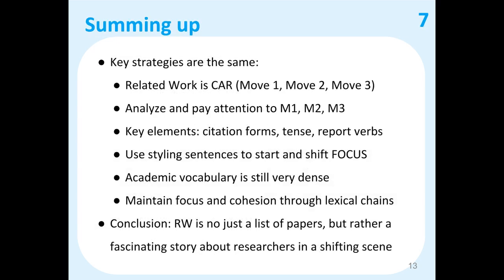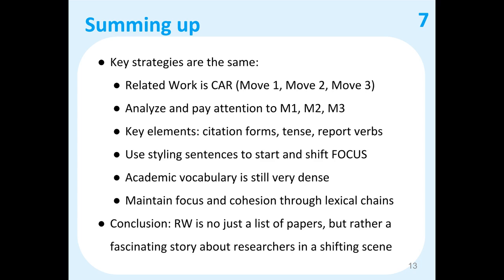All right, to bring everything to a close, let's sum up the key messages from today's session. The most important idea is that the core strategies for writing a powerful literature review are consistent and learnable. At its heart, a related work section is a story that follows the CARS model. You establish a territory, move 1, identify a niche, move 2, and finally, occupy that niche, move 3. As you read, I strongly encourage you to actively analyze how expert writers make these moves.